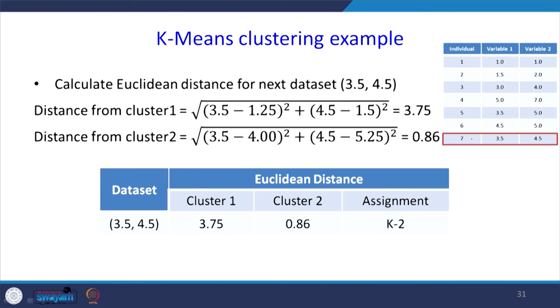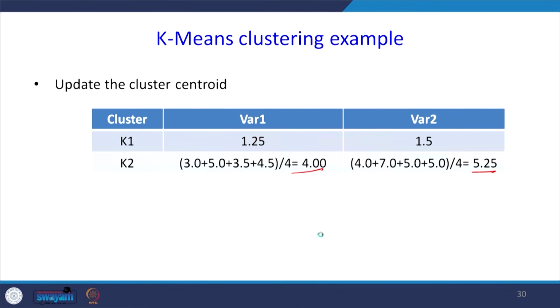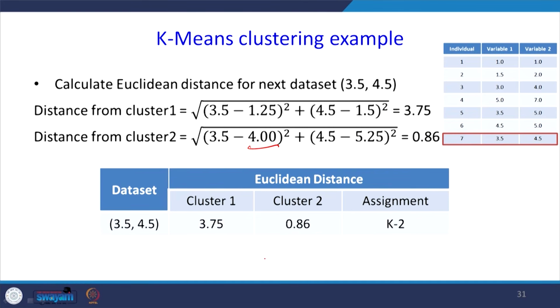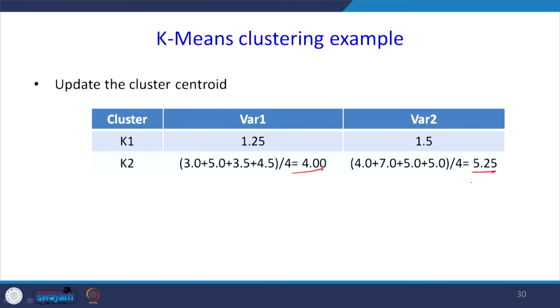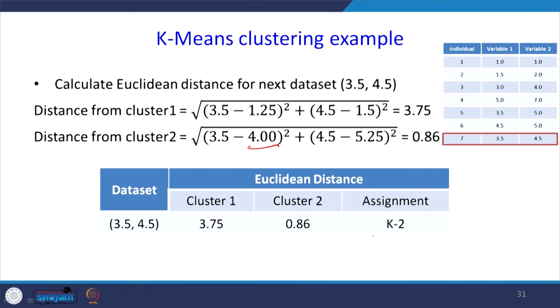Now, we will take the last point, that is (3.5, 4.5). Let us see how far this point is from cluster 1 and cluster 2. From cluster 1: (3.5 minus 1.25) whole square plus (4.5 minus 1.5) whole square, that is 3.75. From cluster 2, with the centroid 4 and 5.25: (3.5 minus 4) whole square plus (4.5 minus 5.25) whole square, that is 0.86. So, this point is closer to cluster 2, and we will assign it to cluster 2.